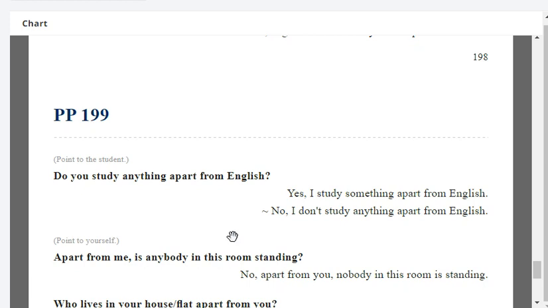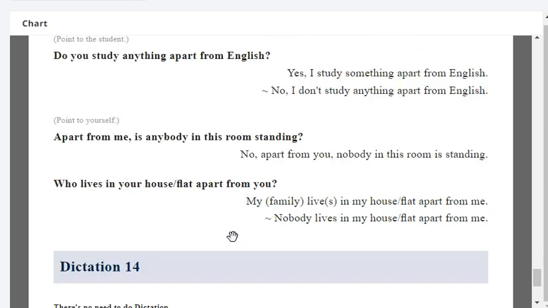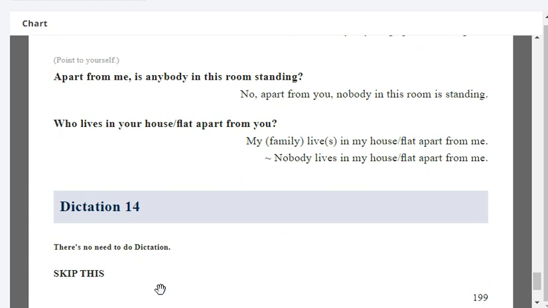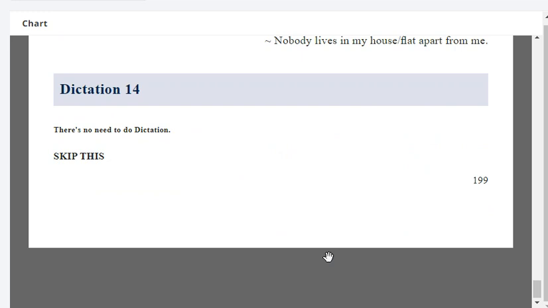Apart from English. Well, apart from me, is anybody in this room sitting? No, apart from you, nobody in that room is sitting. Very good. Who lives in your flat apart from you? My husband lives in my flat apart from me.